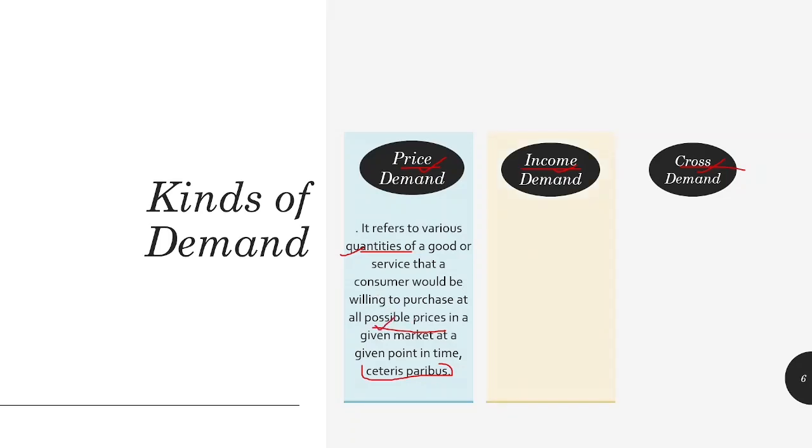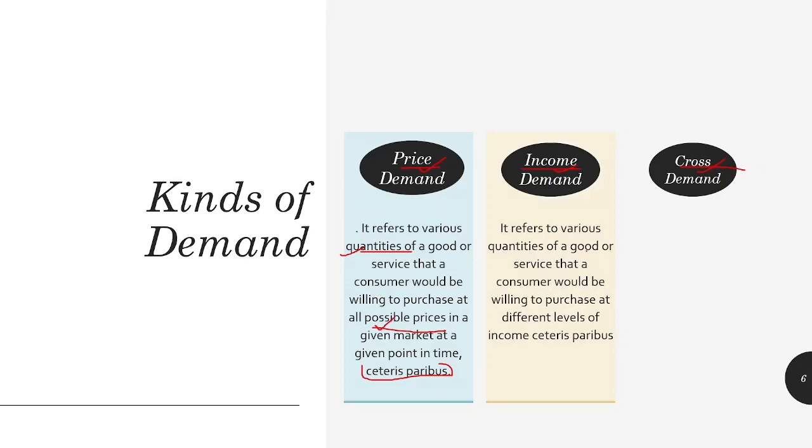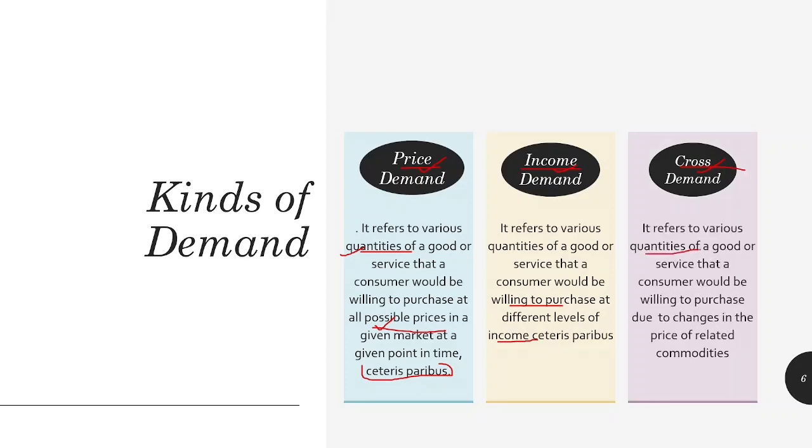Then comes income demand. Income demand refers to various quantities of goods or services that a consumer would be willing to purchase at different levels of income, and all other factors are constant. So at various incomes, how much quantity a consumer is buying is income demand. And cross demand refers to various quantities of goods or services that a consumer would be willing to purchase due to changes in the price of related commodities. Here related commodities means substitutes or complements. Tea and coffee are substitutes, and bread and butter are an example of complements. So in cross demand, we consider the price of a related commodity with all other factors constant, and then we find out how much quantity a consumer is buying.